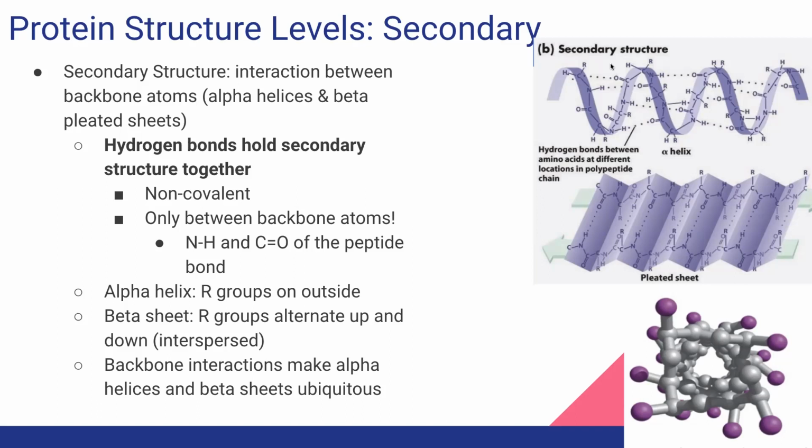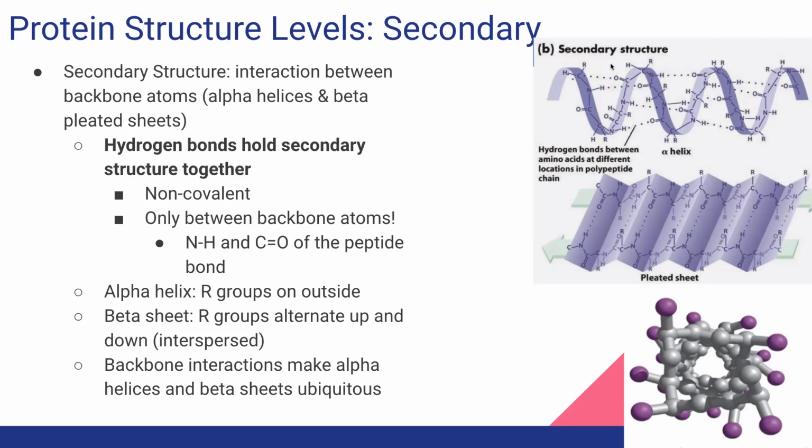What do you mean by ubiquitous when you say backbone interactions make alpha helices and beta sheets ubiquitous? Does that mean that they're just present everywhere? Yeah, I think that probably goes along with the prevalence of these structures in proteins. They're very prominent as structures for all sorts of protein interactions and just protein structure in general.